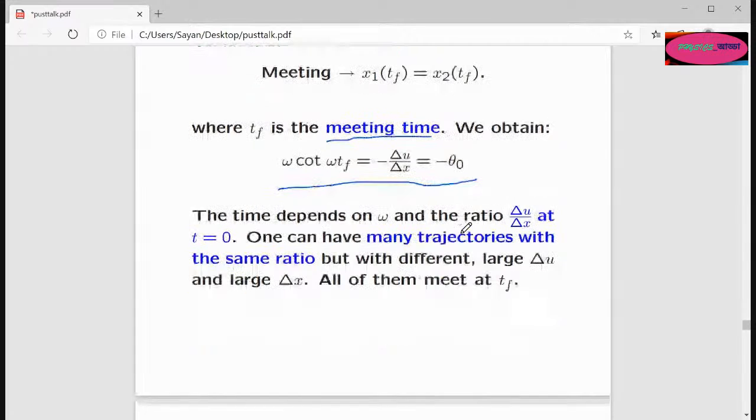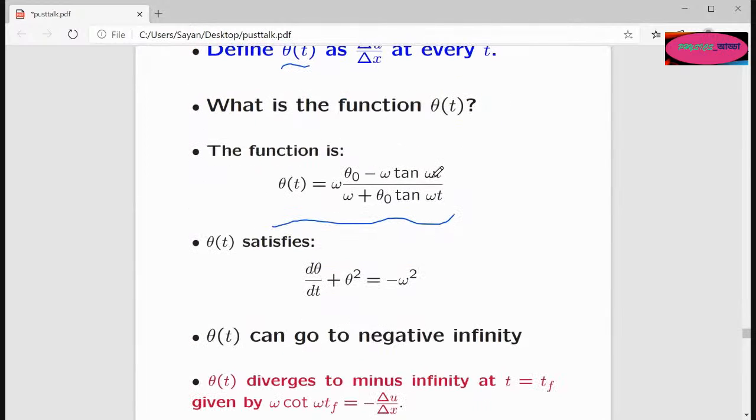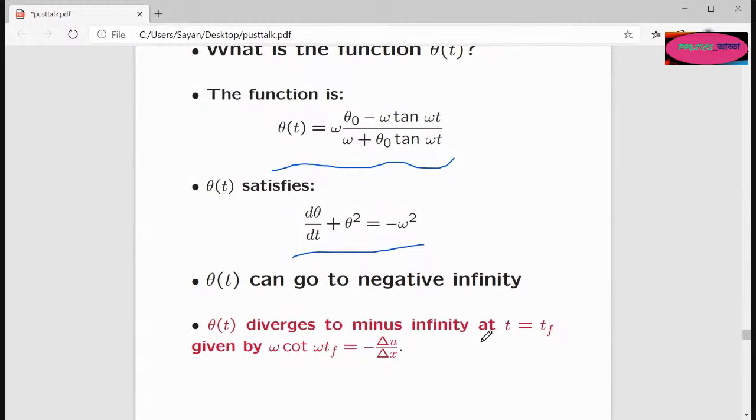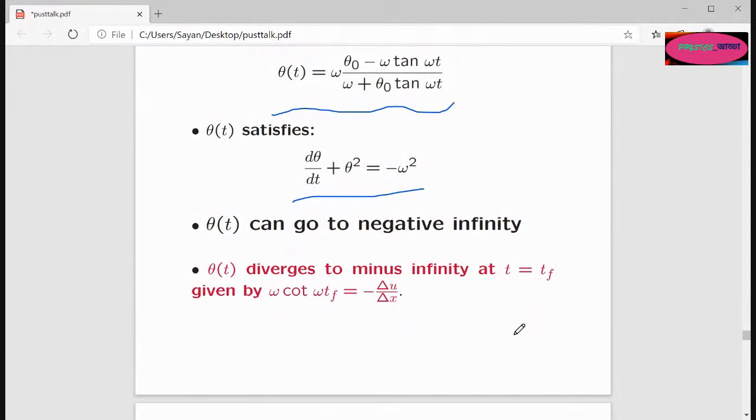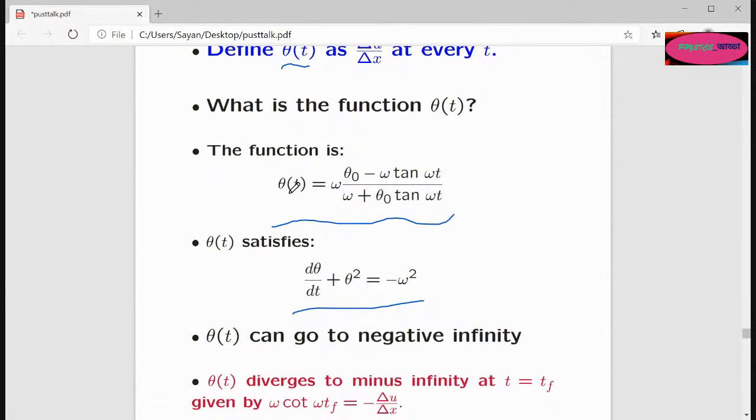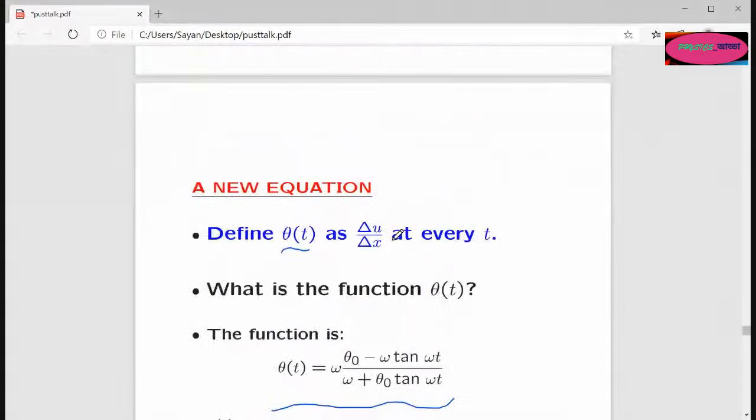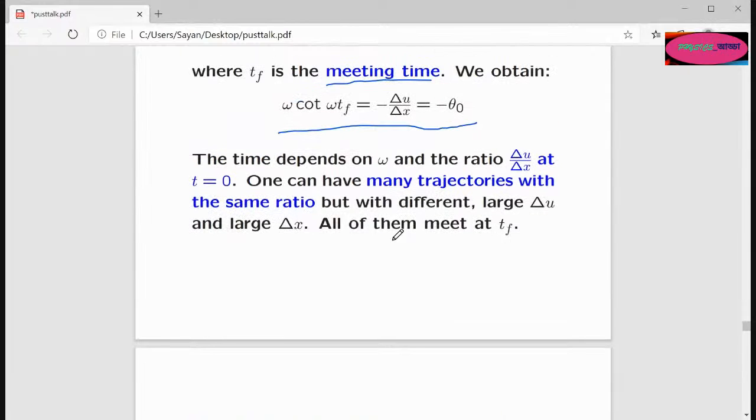Okay. So therefore, here I have said that at t equal to 0, theta is equal to theta naught, and theta t satisfies an equation like this. And theta t will go to infinity. So this is a new variable which actually goes to negative infinity at the time when the two pendula, or the many different pendula, are going to strike. Okay, so this is a new variable and a new equation for essentially a collection of trajectories which start out at a given value of delta u by delta x.